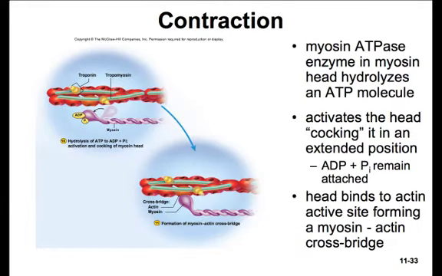So let's review that quickly. We have the myosin head that's already been activated by ATP. Once the ATP is hydrolyzed or broken down, it allows the myosin head to cock back and attach to the active site on actin. After the cross bridge has been formed, the myosin literally rows, cocks the head back, and pushes the actin past itself.